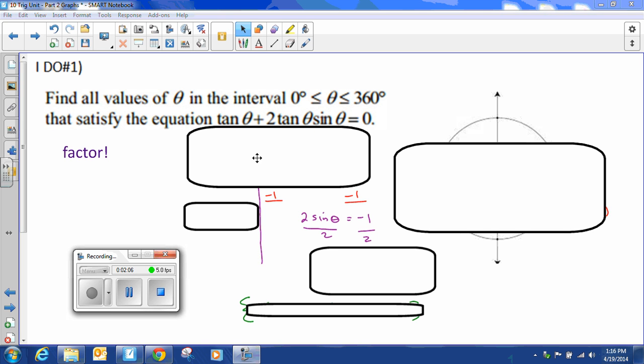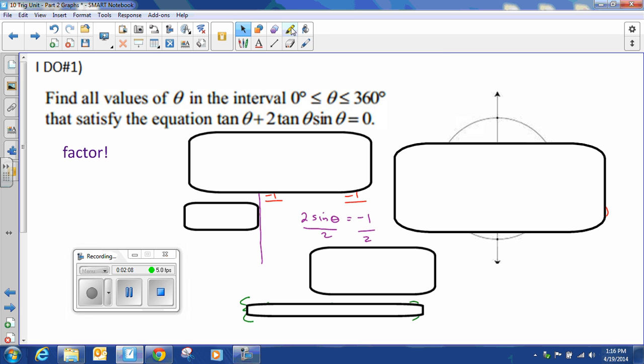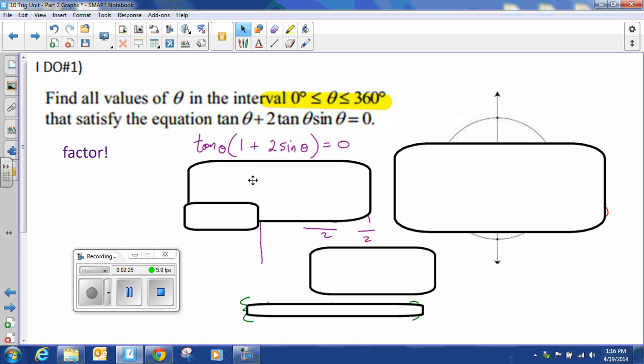So as you can see here, they give us an interval, very important right here, 0 to 360. The angle can be anywhere between 0 and 360, including 0 and 360, that satisfy the equation tan theta plus 2 tan theta sine theta equals 0. So we can factor out tangent theta. Take out the tangent theta, we're left with 1 plus 2 sine theta equals 0.